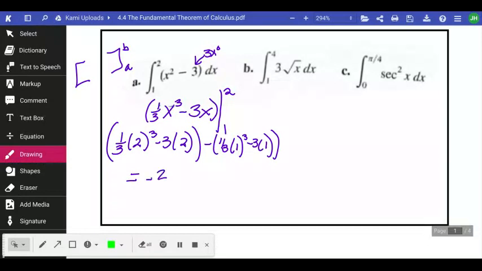I got negative 2/3. So the process is what we were doing just a little bit ago, where you do the antiderivative. The difference is now we don't have plus c. We just plug in values and get an actual finished value. What's cool about that is the connection between what we were doing last section and what we're doing this section: if it had said find the area under this curve between 1 and 2, it's negative 2/3. Or it'd be 2/3 because area is positive, but that's the concept.